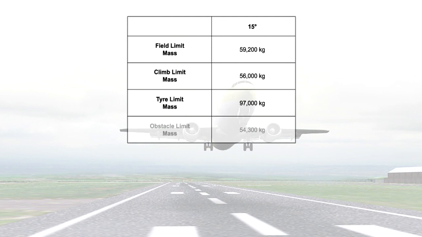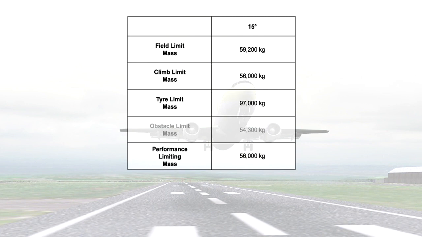From the masses left, there is only one mass that can be selected for takeoff, and hopefully now you will understand that this has to be the smallest of the masses shown. In our example, it is the climb limit mass of 56,000 kilograms. This mass is then called the performance limited takeoff mass, and is the lowest of all the masses. In this case, the lowest performance mass was the climb limit, and therefore the performance situation is described as being climb limited.